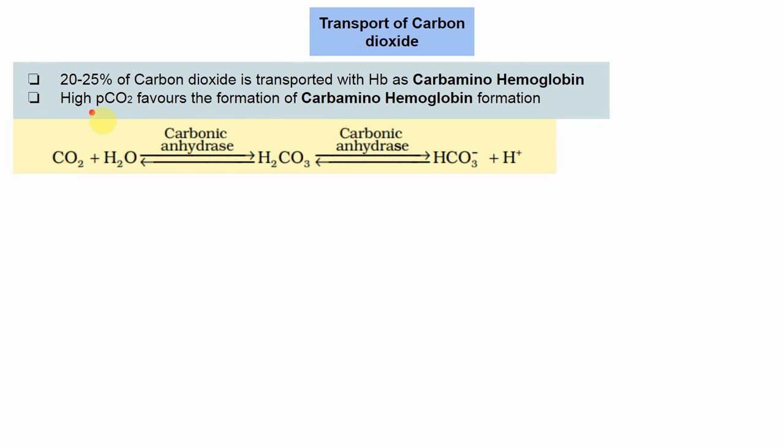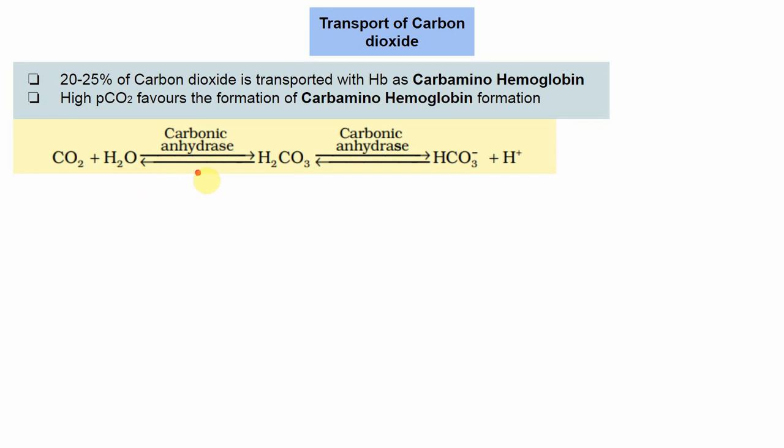So where do you find a high PCO2? Only in the tissues, right? As the PCO2, or the partial pressure of carbon dioxide, is more in the tissues, you can see that there is easier formation of carbaminohemoglobin. Whereas in the alveoli, the PCO2 is very much less. As a result, the carbon dioxide is released easily in the alveoli, right? We also discussed in the last slide that around 70% of the carbon dioxide is transported in the form of bicarbonate ion, right?